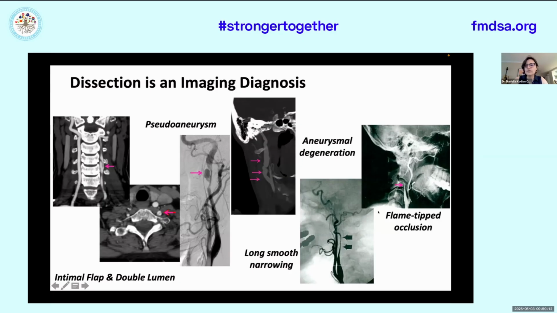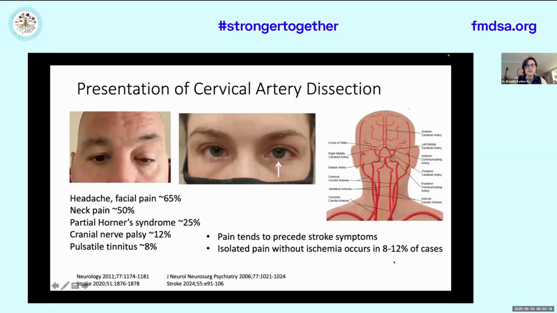We may see narrowing of the artery, and we may even see a blockage. So again, review of the imaging is very important. When we think about how patients with cervical artery dissection present, there's a variety of presentations. Headache and facial pain is very common. Neck pain is often common, which is just really in the area of dissection. Nerve injury, also called Horner's syndrome, or cranial nerve palsies, are seen in some patients.